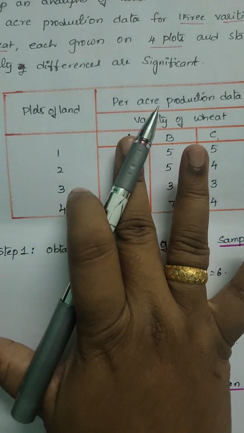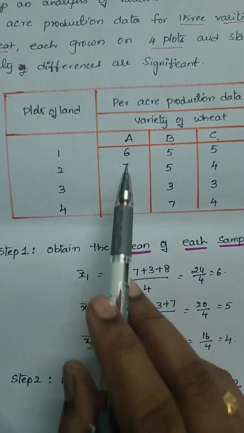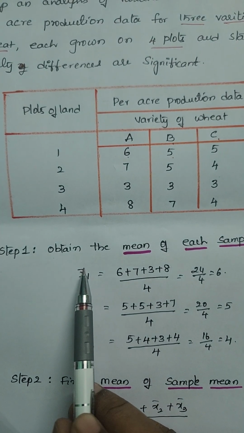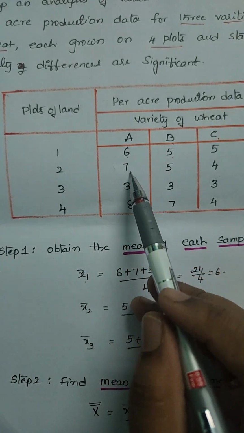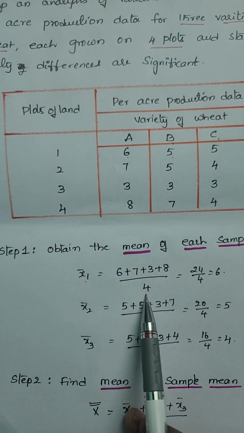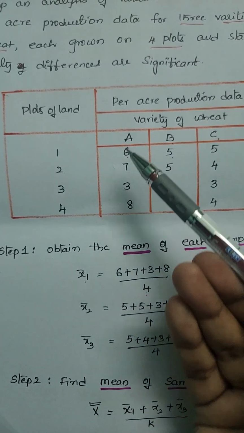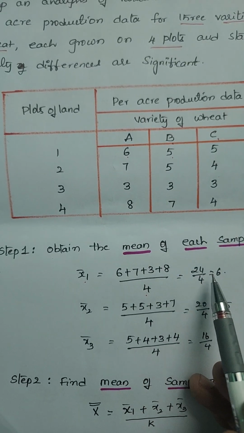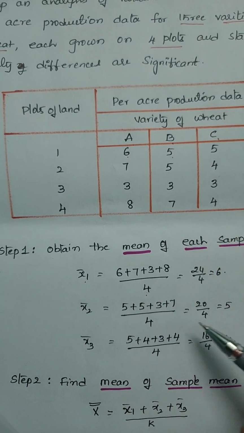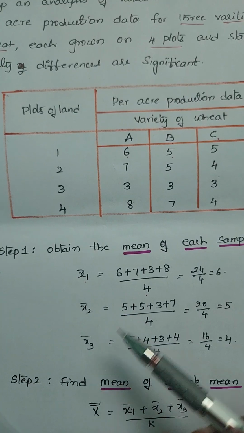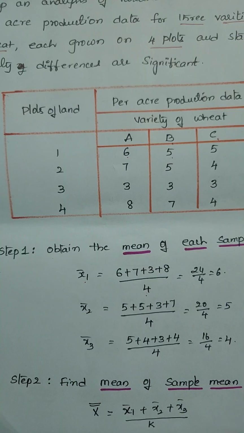In step 1, first obtain the mean of each sample. Here A is one sample, B is another sample, and C is another sample. Mean of the first sample is x1 bar. We know the formula for mean is sigma x by n. So the sum of all these values divided by the number of values, 6 plus 7 plus 3 plus 8 by 4, is 24 by 4, which is 6. Now x2 bar is the sum of all these values by 4, which is 20 by 4, 5. x3 bar is the sum of all these values divided by 4, 16 by 4, which is 4.